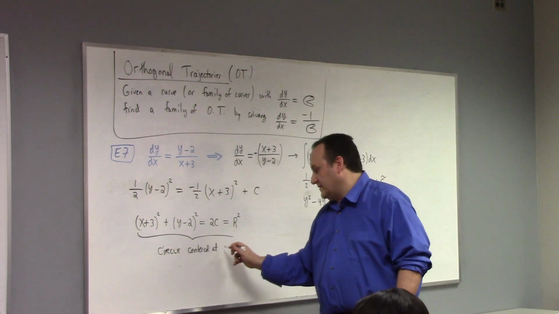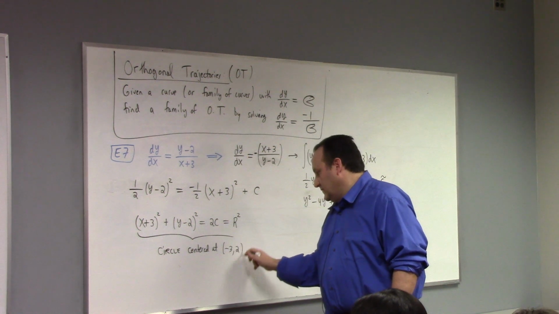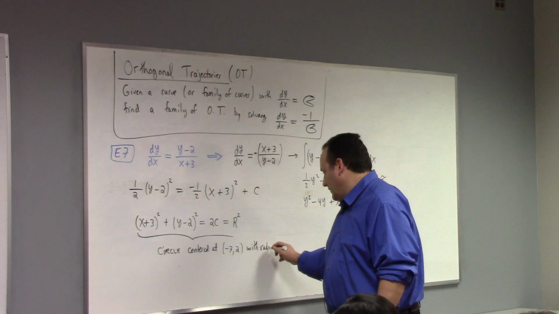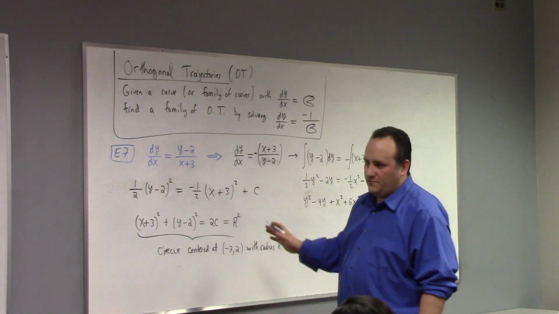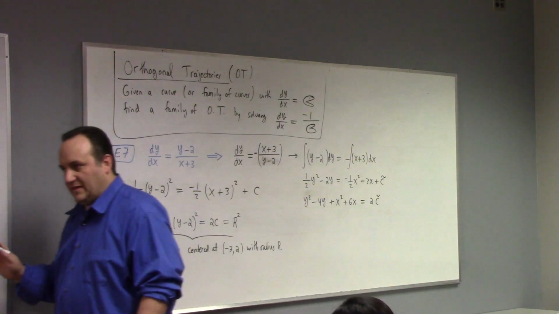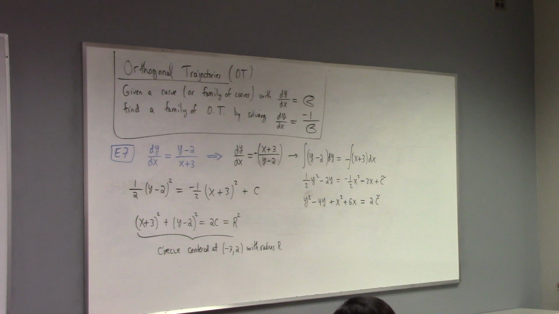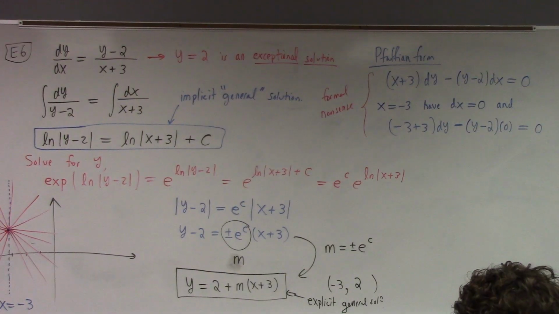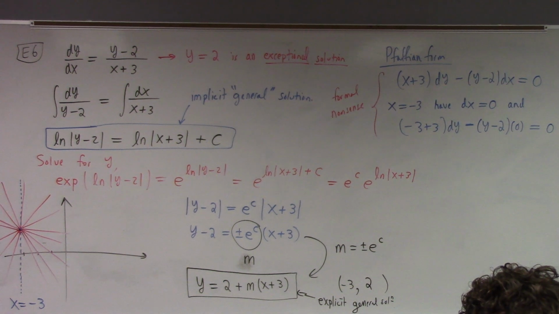But this is a circle centered at (-3, 2) with radius r. And in my defense, I have good reason to expect a circle centered at (-3, 2) with radius r, because I go back to example 6, right? If we go back to example 6 and look at it, what do we have? What are the orthogonal trajectories here?